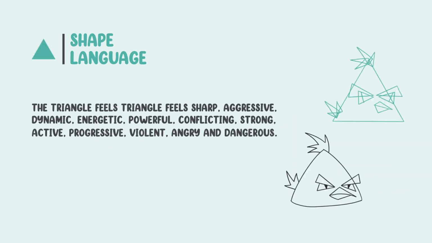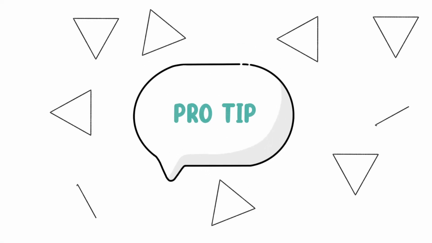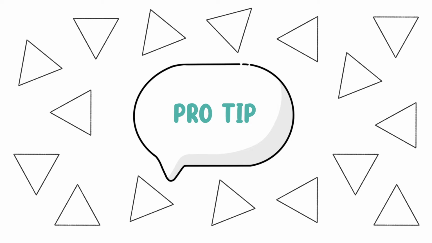And then there's the triangle, which feels sharp, aggressive, dynamic, energetic, powerful, conflicting, strong, active, progressive, violent, angry, and dangerous. The triangle is great for evil, fast, and insect characters. And I would like to stress that the triangles don't always mean a character is bad.